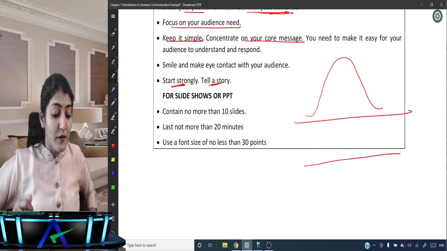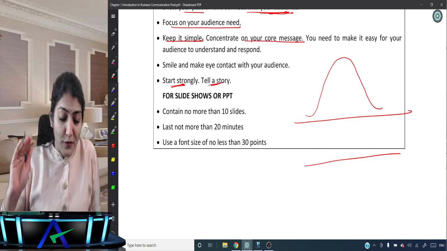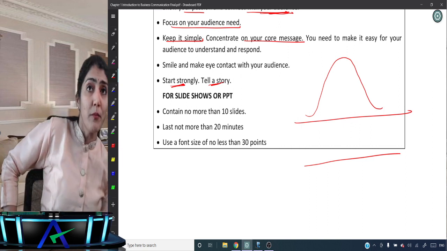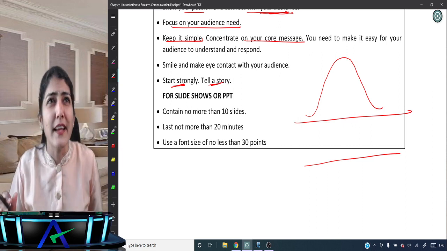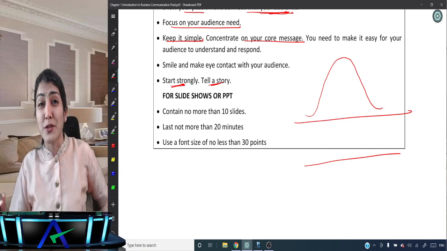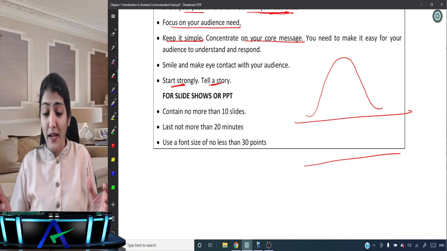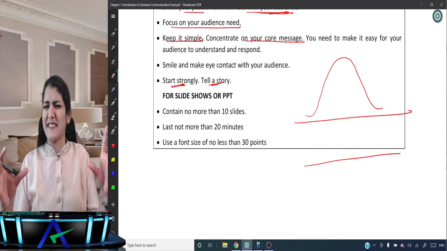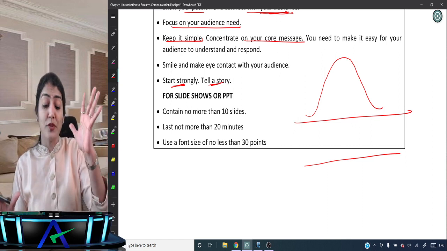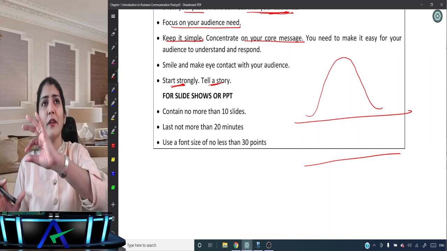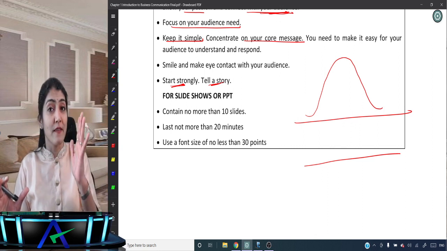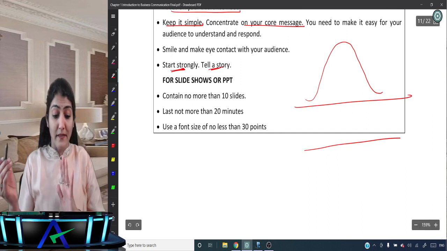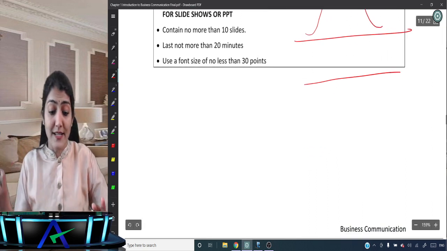Right? For slideshows or PPT, not more than 10 slides, not more than 20 minutes, and use a font size of not less than 30 points, right? So that it's not straining the eyes of the reader, wherein they have to actually try to see what is being shown. Some people put so much content in their PowerPoint, it's not interesting at all. So keep it to the point. You should always keep your communication small and short. Right? So not more than 20 minutes, and not more than 10 slides.